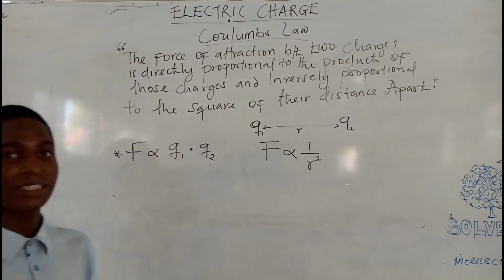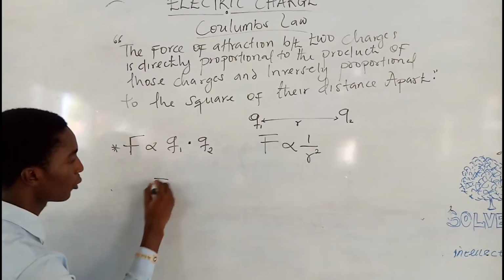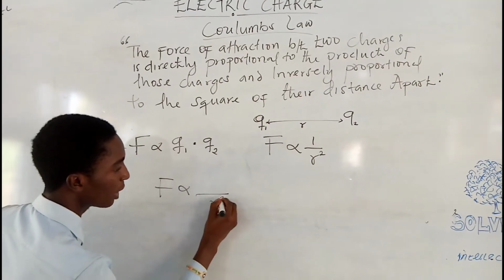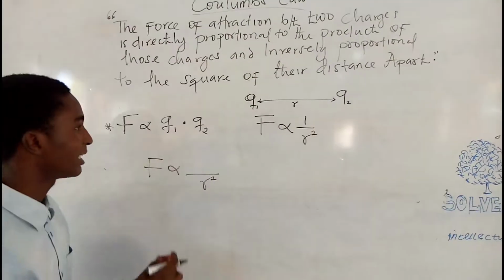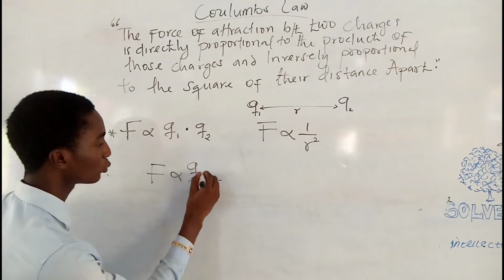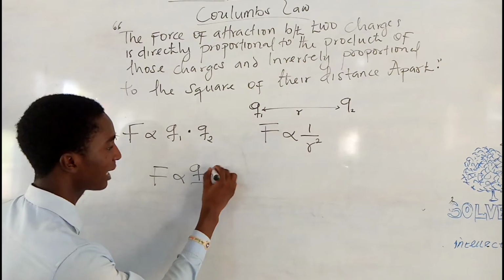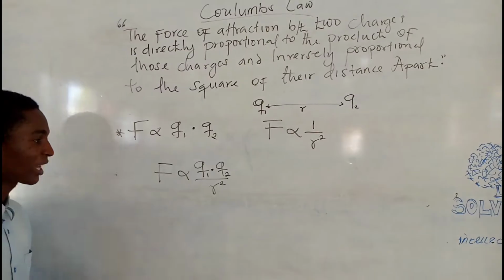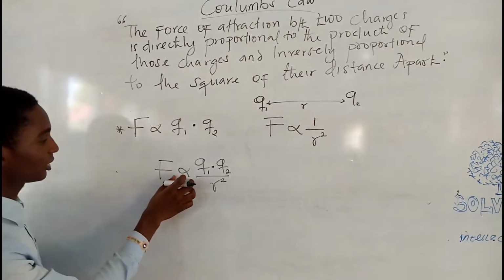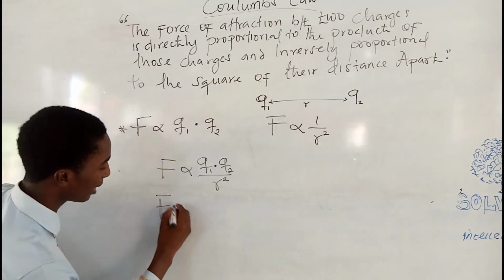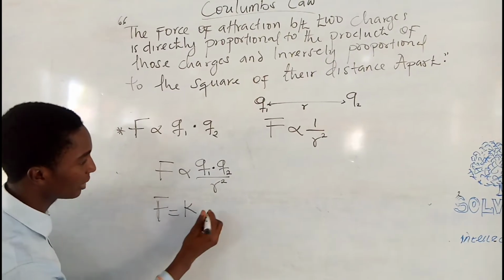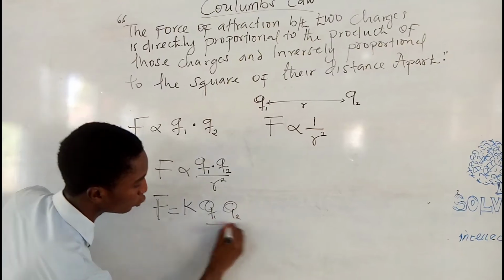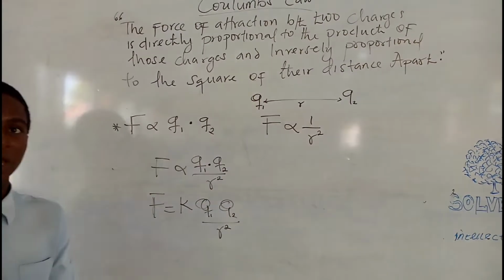So let's state this in a single form. That is, F is inversely proportional to the square of the distance apart, and it is also directly proportional to the product of Q1 and the second charge. To remove the sign of proportionality and put the equality sign, our constant will come in, which gives F equals K Q1 Q2 all over R squared.